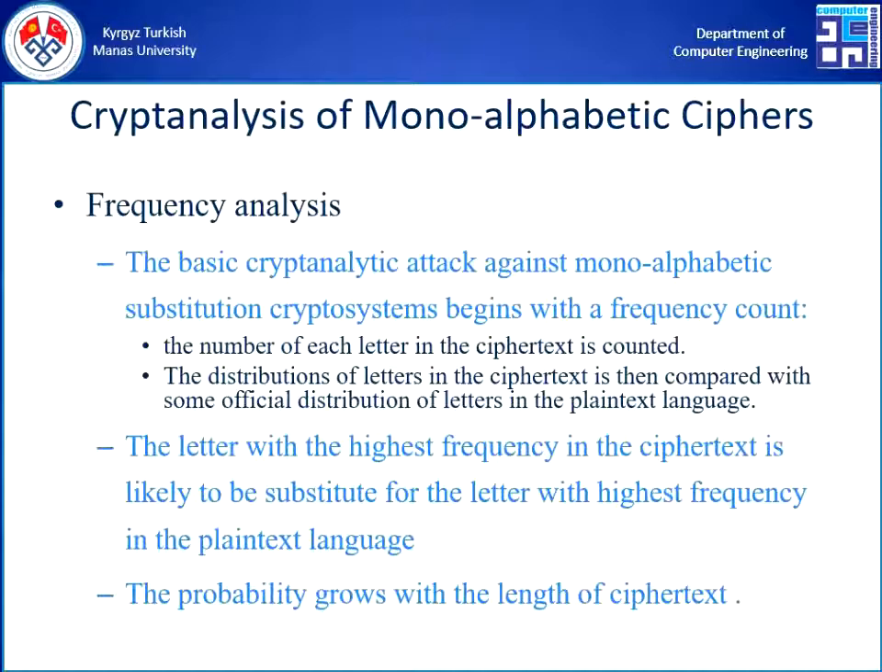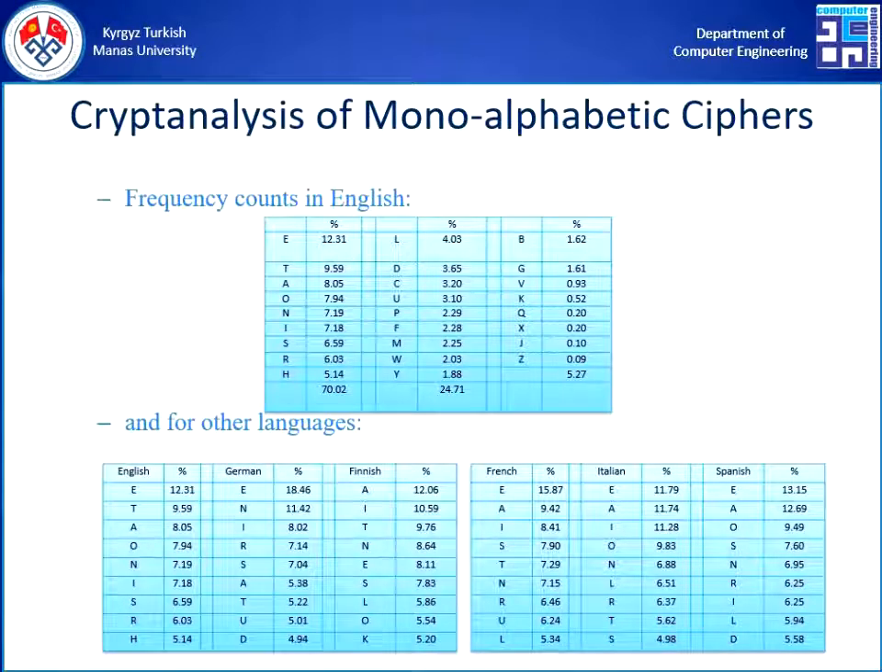languages. The letter with the highest frequency in the ciphertext is likely to be a substitute for the letter with the highest frequency in the plaintext language. Therefore, this method of cryptanalysis is called frequency analysis. For the accuracy of frequency cryptanalysis, we need the length of the ciphertext to be as large as possible. On this slide we can see the frequency counts for English and other languages.